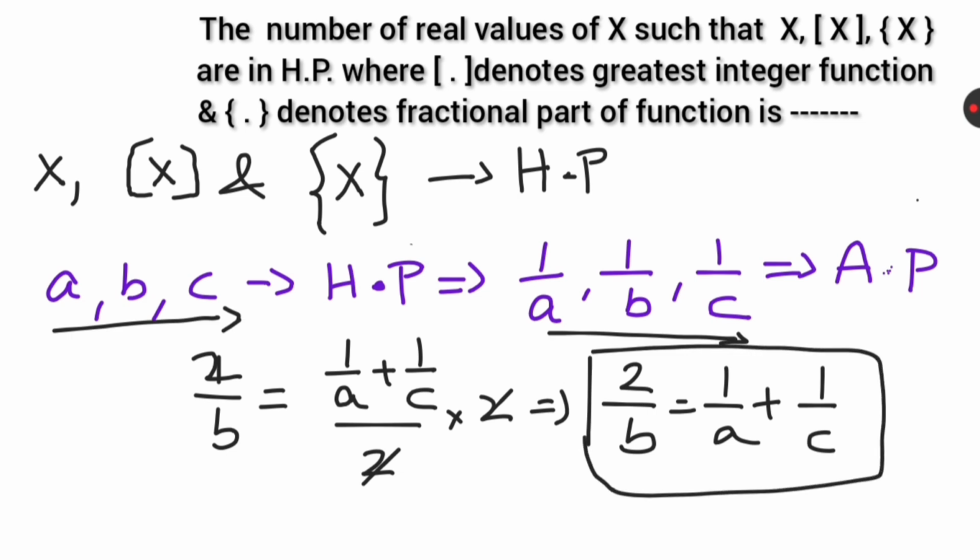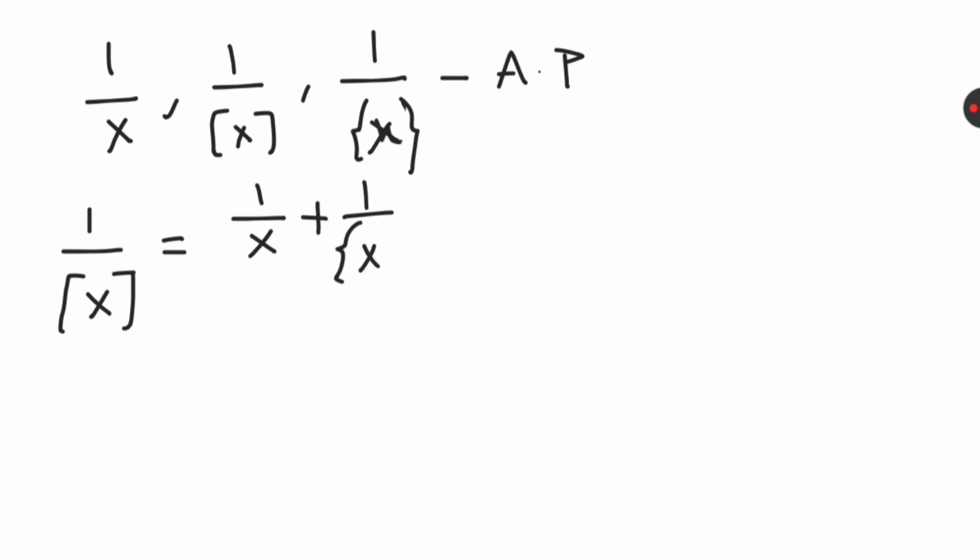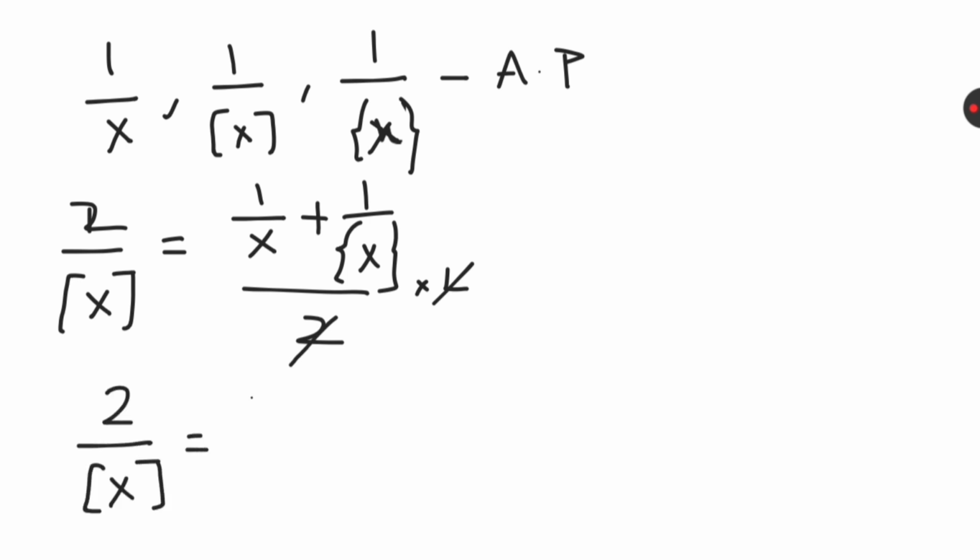But in our given question, we have x, the greatest integer function of x, and the fractional function of x in HP. So let's write in this form. Their reciprocals are in AP, so we can use the arithmetic mean here. The middle term 1 over the greatest integer function of x is equal to the arithmetic mean of the other two, that is (1 over x plus 1 over the fractional function of x) by 2. Multiplying both sides by 2, we are left with 2 over the greatest integer function of x equals 1 over x plus 1 over the fractional function of x.